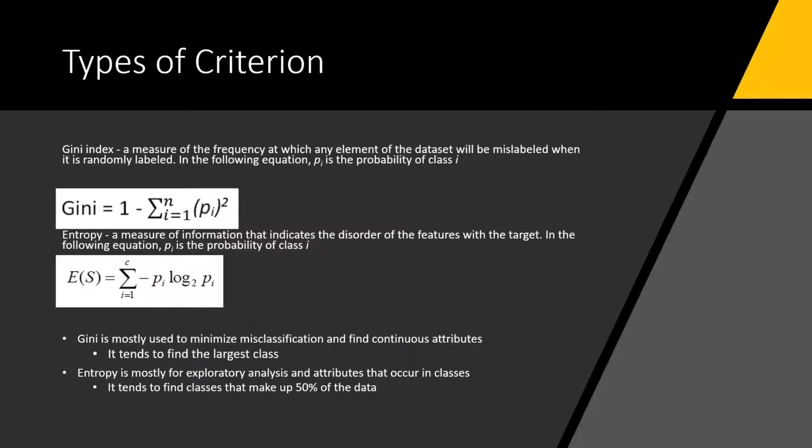The difference between the two is that Gini is used mostly to minimize misclassification and find continuous attributes. It tends to find the largest class. Entropy is mostly used for exploratory analysis and attributes that occur in classes. It tends to find the classes that make up 50% of the data.